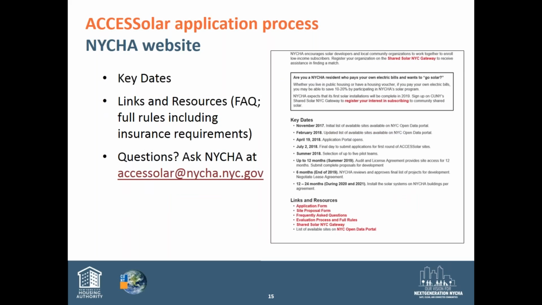Before we get to the application form itself, I just want to point out some other information that NYCHA has on our ACCESSolar page. We have a link to the shared solar gateway for applicants. We also have a link to the gateway for potential subscribers and some key dates. Of particular importance are the links and resources at the bottom of the page. In addition to all the resources mentioned earlier, we have an FAQ that covers many questions you might have, and we have the full rules that explain the process in more official detail.